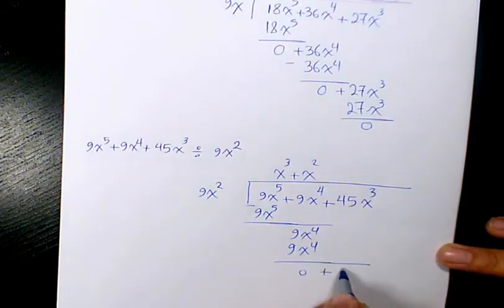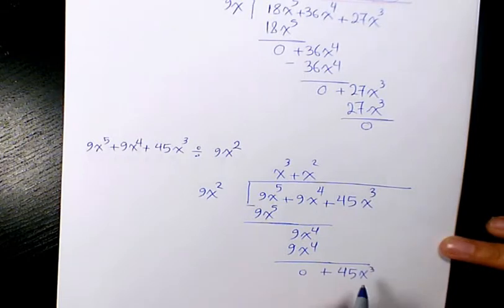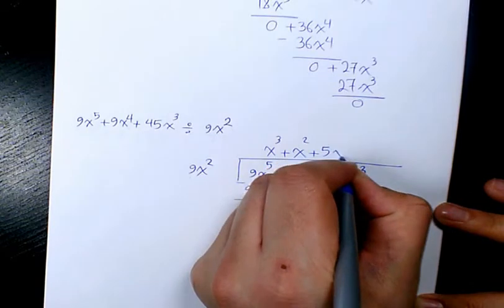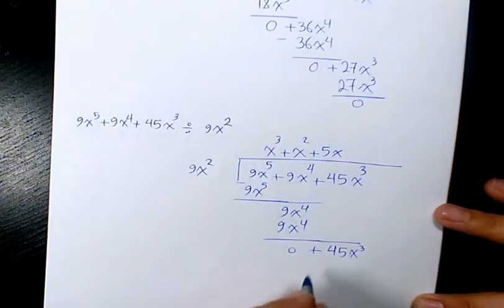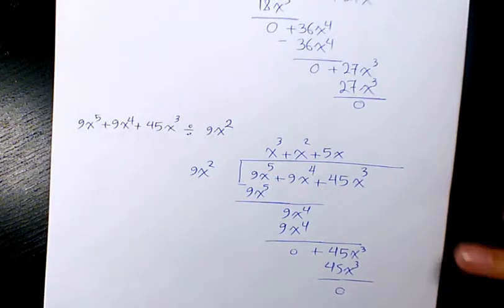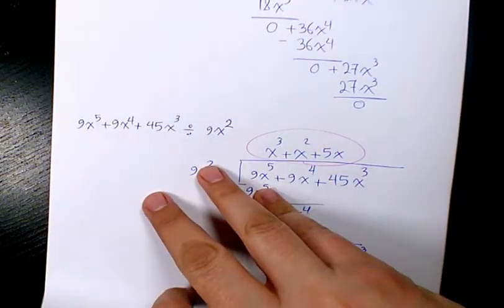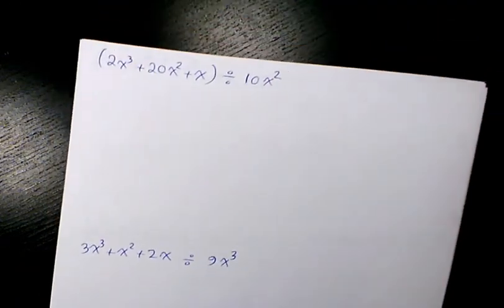You bring the next one down. 45x cubed divided by 9x squared is going to be 5x. 5x times 9x squared is going to be 45x cubed. And when you subtract it, it's going to be 0. So this is the answer, which is the quotient. Next one.